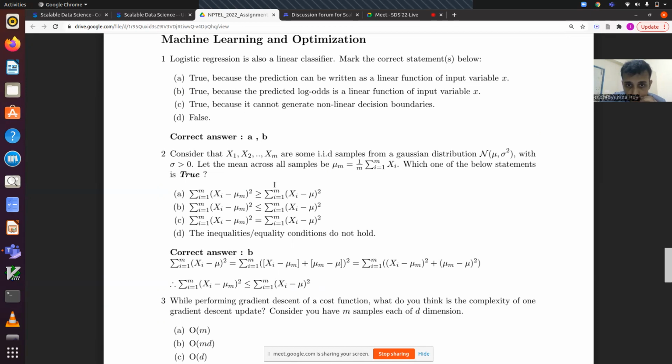So this is a whole square, xi minus mu m plus mu m minus mu whole square. So what they did is a plus b whole square equal to a square plus b square. Why are they doing so?